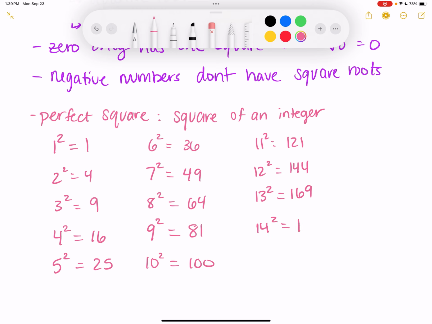15 squared? 225. Up to this point is what I would expect you to be able to do. That's why I'm writing them all down. So if I asked you what the square root of 225 is, I want you to be able to tell me that it's 15. So it seems like most of you know up through 12 squared, so just make sure you learn 13 squared, 14 squared, and 15 squared.